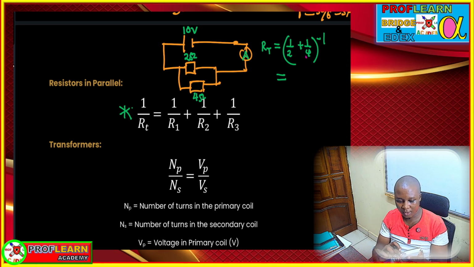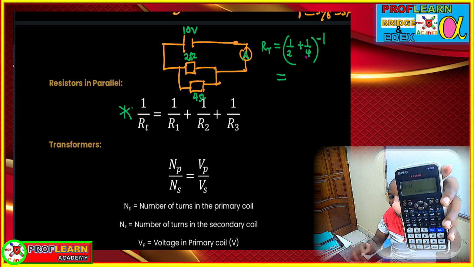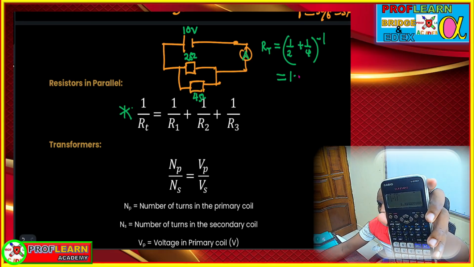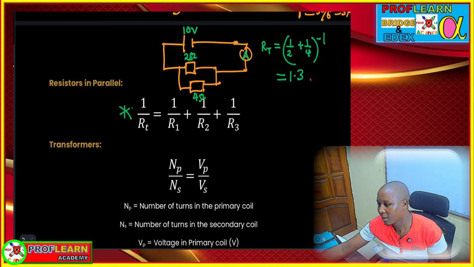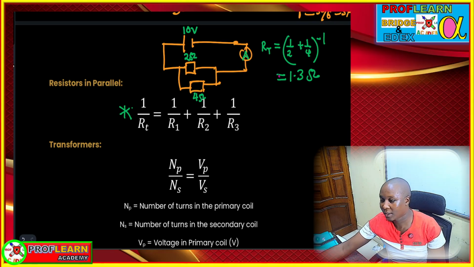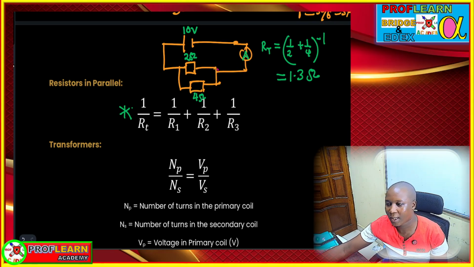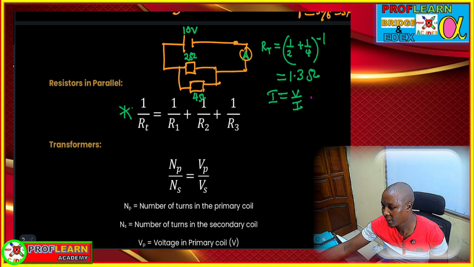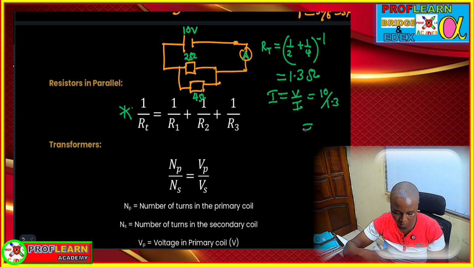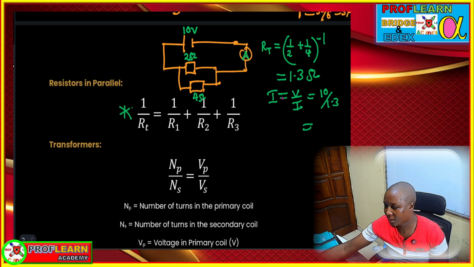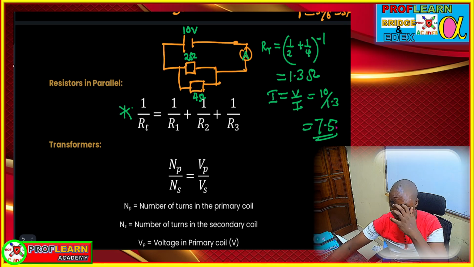And then our answer is going to be what? 1.3 ohms. That's the resistance in this circuit. So if we want to know the current, we say current is equal to V over R, and that is going to be 10 over 1.3. And if you put it in your calculator, you are going to get your answer around 7.5.